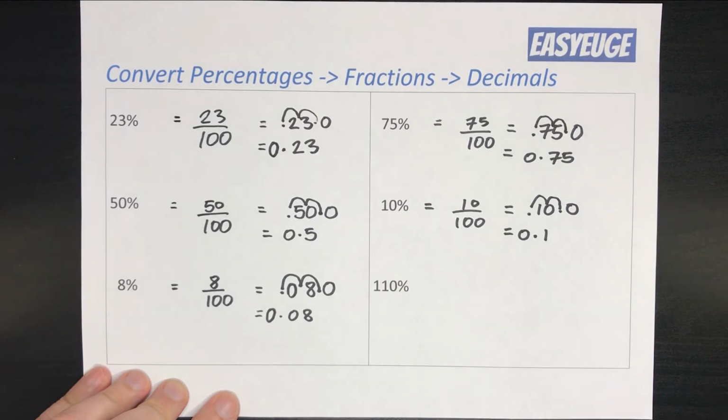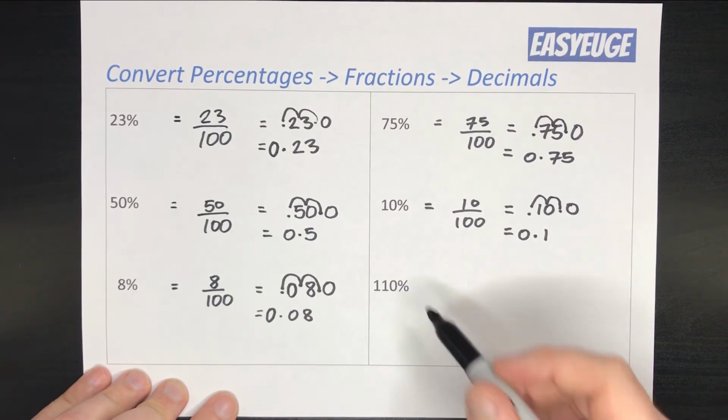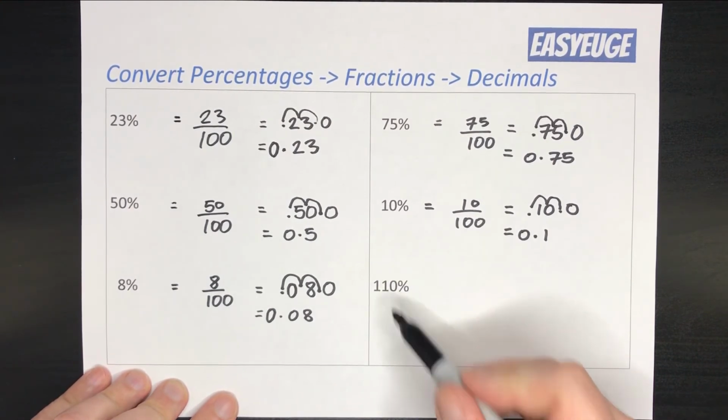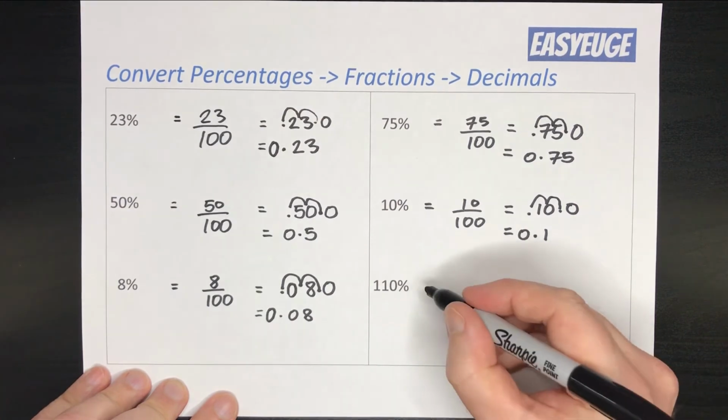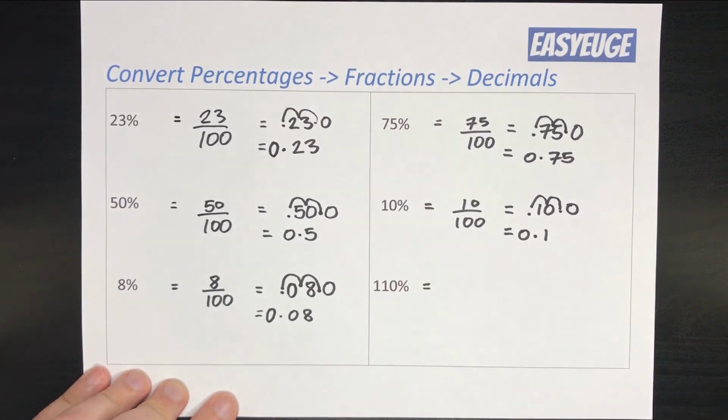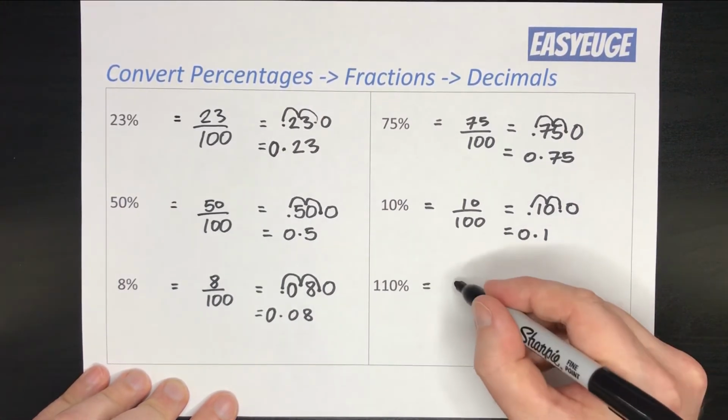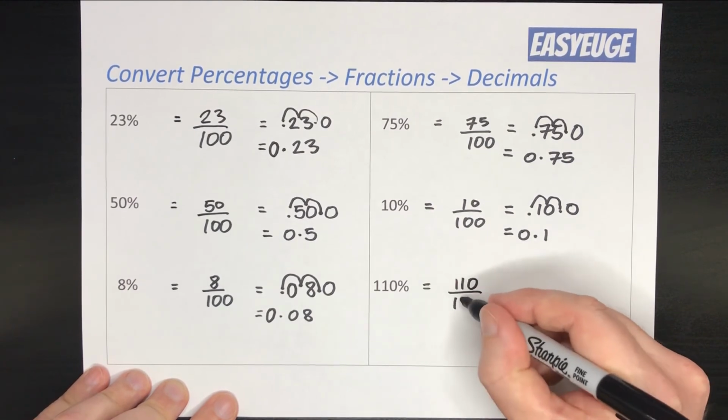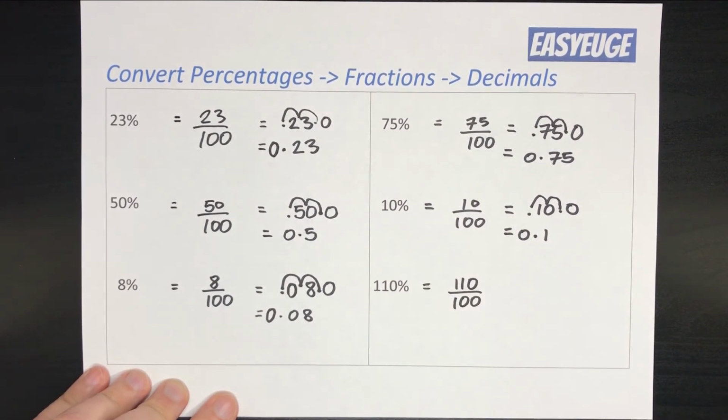And finally, 110%. And you might hear some people asking you to give it 110%. That means give it all you can plus a little bit more, an extra 10%. What does this look like as a decimal? Well, it's 110 over 100. It looks a bit strange. Don't be afraid of it.